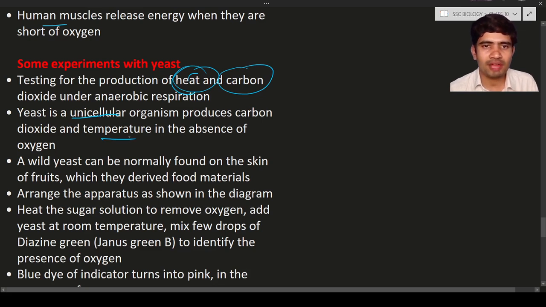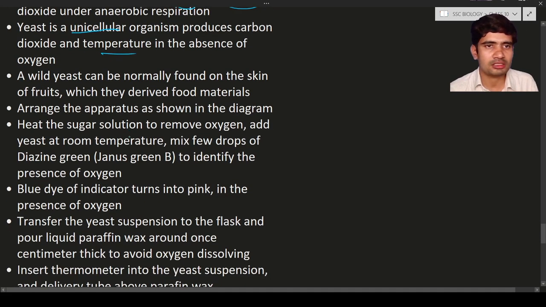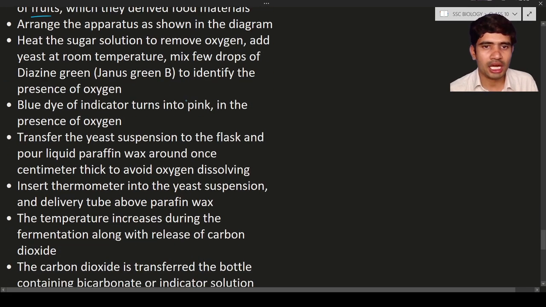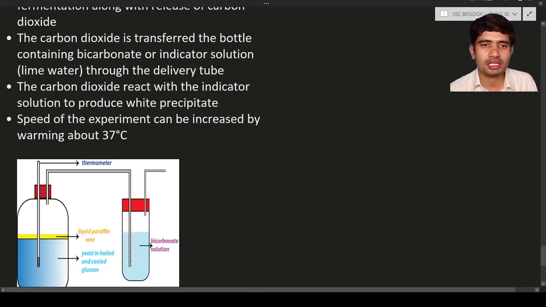Okay. So here we have to take wild yeast, meaning normal yeast. It is found on the skin of the fruit fly, that is Drosophila. On the Drosophila, you can see this yeast, from which it derives food materials. So here we have to arrange the material in this way.